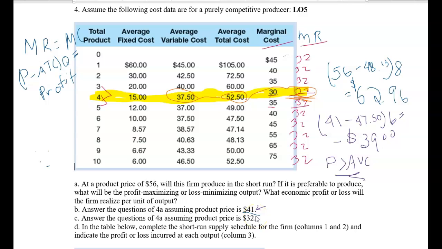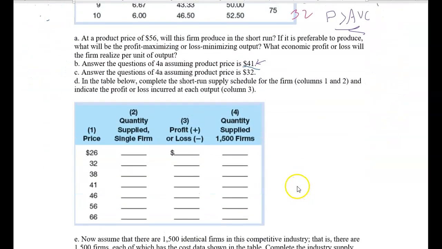Okay, we know that at $32, no production. At $39, we're going to produce 6 units. At $56, we're going to produce 8 units. Now remember, we are one small firm, and there's a lot of firms out there. So let's scroll down this problem.